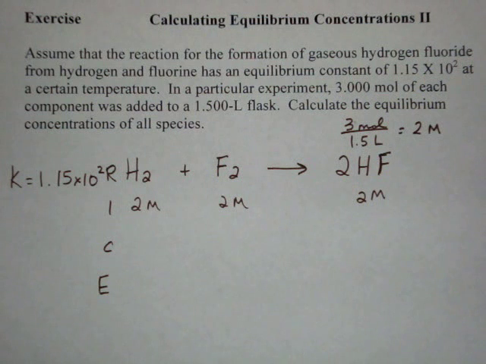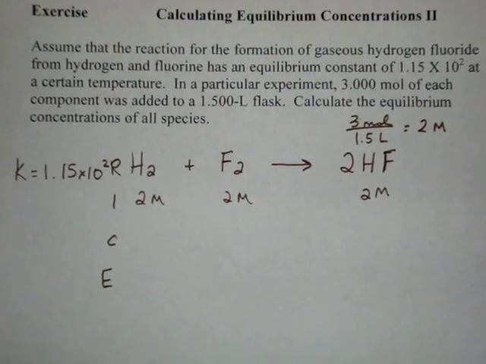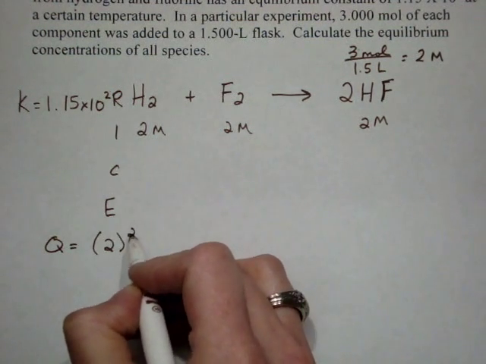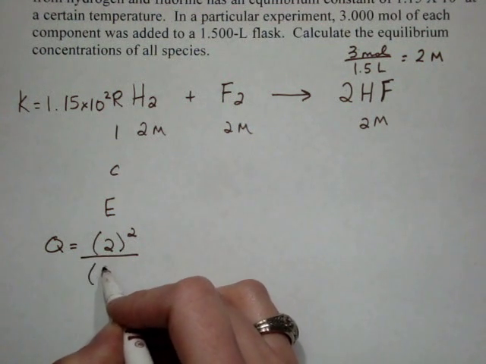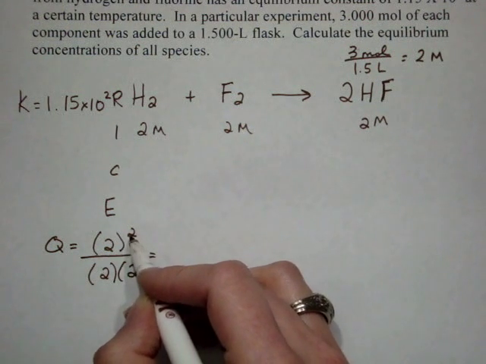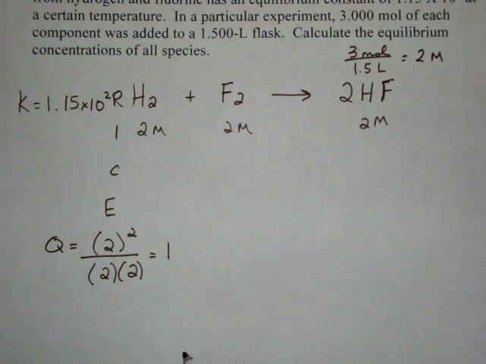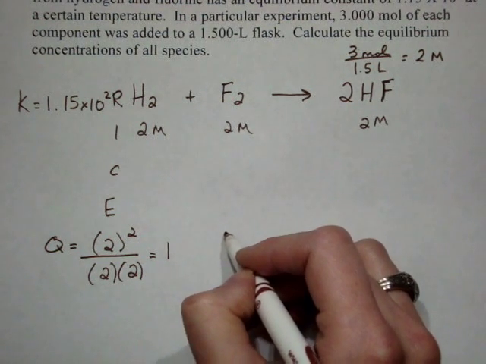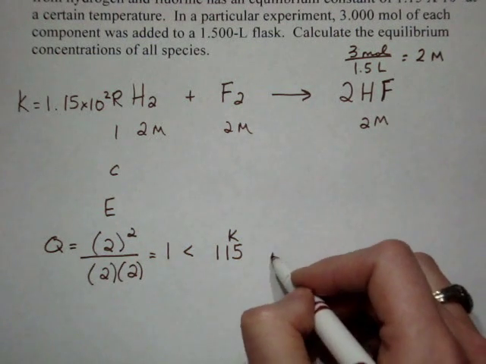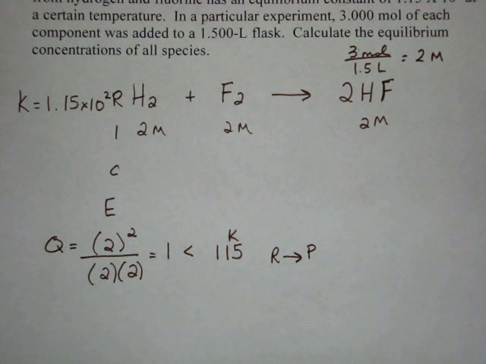However, we don't know which direction this will proceed, so we have to compare the Q with the K. Let's do that right here. The Q value is going to be HF squared, so 2 squared, over hydrogen, which is also 2, and fluorine, which is also 2. So again, 2 squared is 4, over 2 times 2 is 4, Q is 1. The K value is basically 115. Q is drastically less than K, so again, we're going to proceed from reactants toward products.